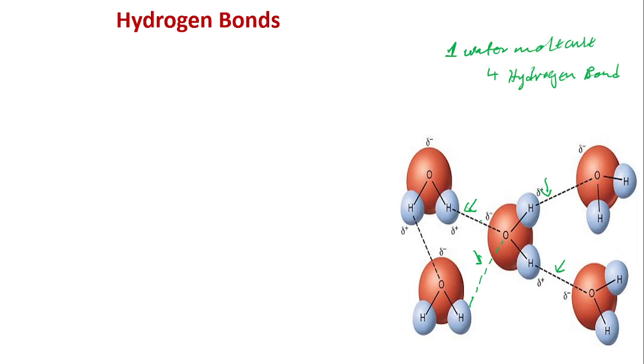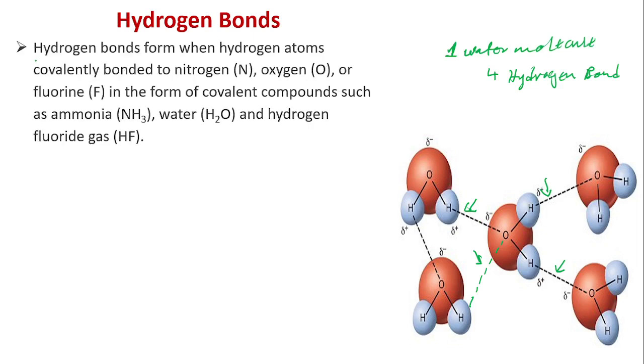One thing you need to understand is that hydrogen bonds are formed when a hydrogen atom is covalently bonded to nitrogen, for example in proteins, or to oxygen or fluorine. The bond created between hydrogen and these atoms is a polar covalent bond.